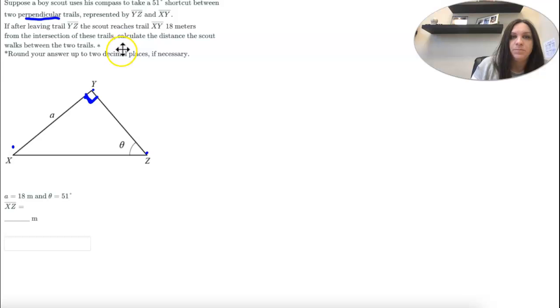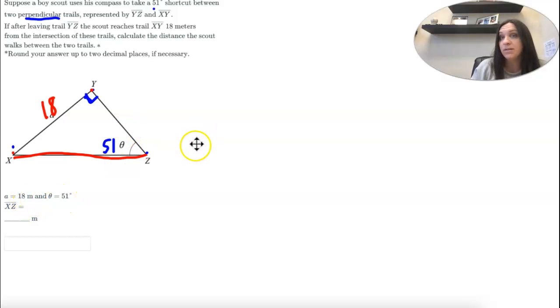Alright, so let's go fill in what we know. He takes a 51-degree shortcut between the trails. That's this. And then the scout reached trail XY 18 meters from the intersection. Calculate the distance the scout walks. So that's from here to here. Calculate XZ. So A is 18. Oh, theta is 51. It tells us down there. I should have just kept reading.